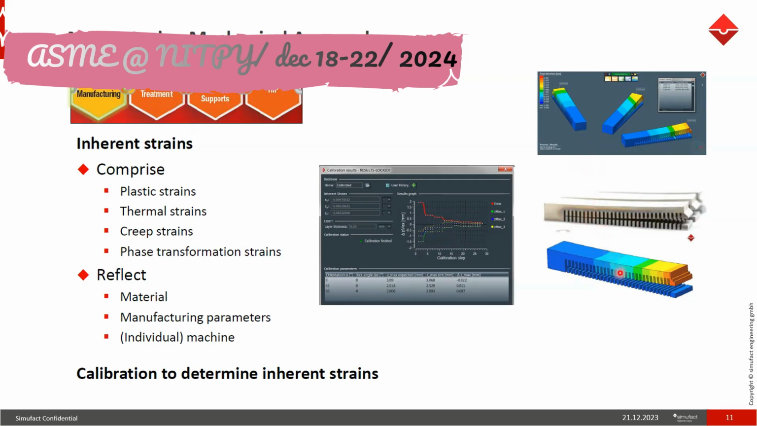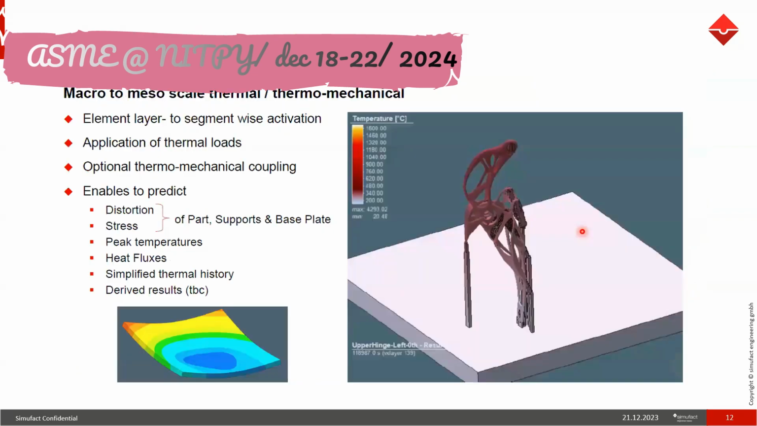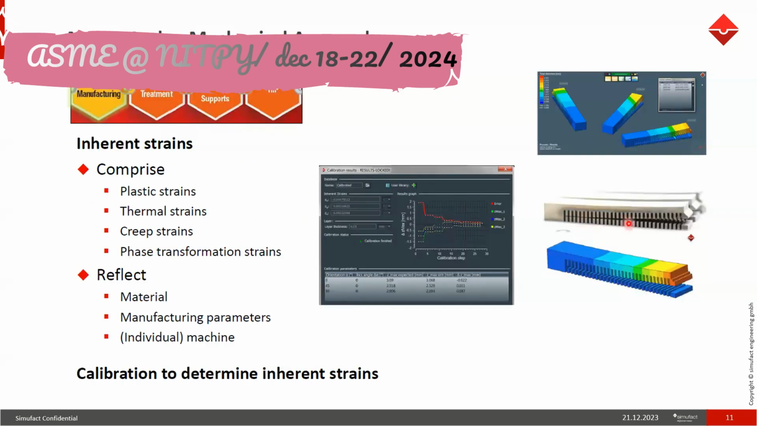They cut this cantilever sample like this, which can be simulated using the SIMUFACT. This shows a simulated one, and this shows a real sample that they have manufactured in the machine. Once you cut it, you can measure the deviations. Due to the strains developed in the part, it will lift up.